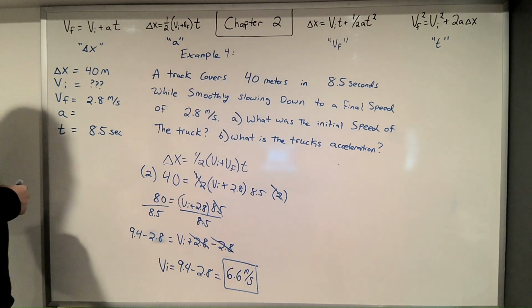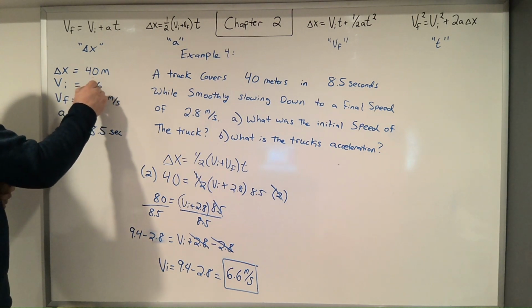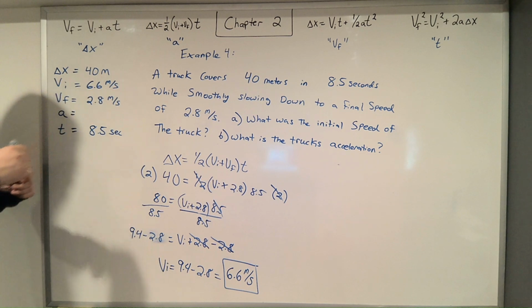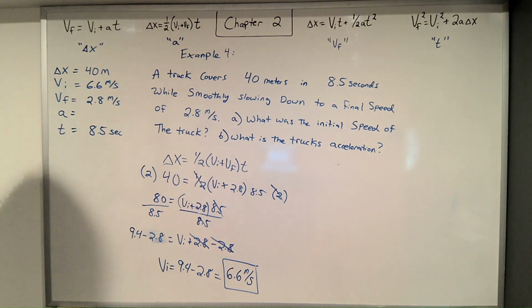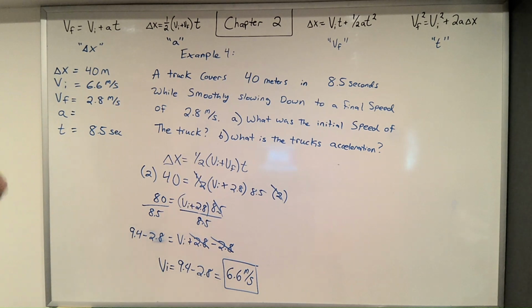What's the initial speed of the truck? 6.6 meters per second. Does your answer make sense logically? Now that we have something, let's look back on it. We knew the truck was slowing down. It stated it in the problem, which means our initial speed should be greater than our final speed. And it is. And it has the correct units. Okay, that makes sense. It looks like it's good. It went from 6.6 down to 2.8. It stated it was slowing down. Good, good. That part is all right.